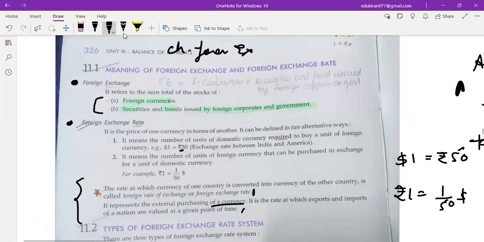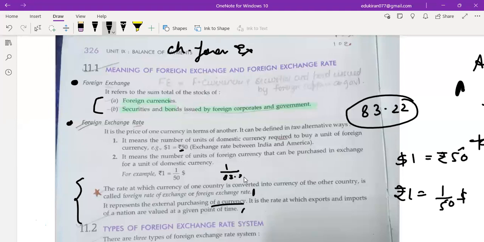Clear? I'll tell you the accurate value of the dollar because it keeps on fluctuating. But when you are going to visit your exam hall, at that time you will check the recent one. So currently it is 83.22. Clear? So instead of writing 50, you will write 83.22. And here 1 by 83.22. Clear? Yes, ma'am.